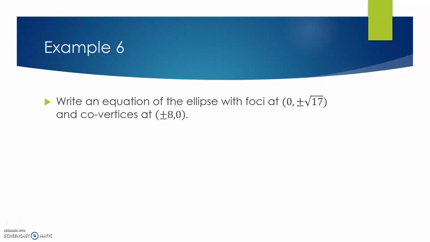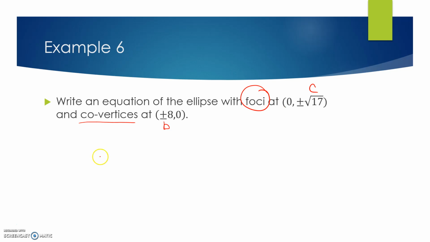Okay, so continuing our lesson in ellipses, this says write an equation of the ellipse with foci at 0 plus or minus square root of 17 and co-vertices at plus or minus 8 comma 0. So to write the equation of an ellipse, I need my a and my b values, but remember that foci are represented by c and co-vertices are represented by b. So I have my c and my b, but I need to find my a.